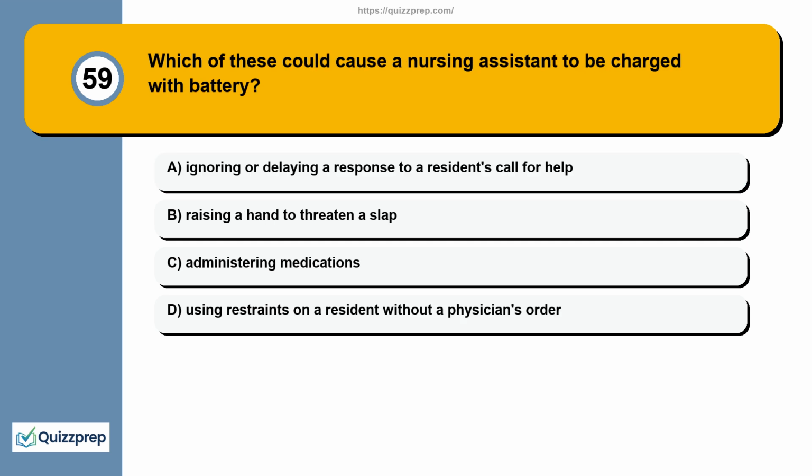Question 59. Which of these could cause a nursing assistant to be charged with battery? Ignoring or delaying a response to a resident's call for help. Raising a hand to threaten a slap. Administering medications. Using restraints on a resident without a physician's order.